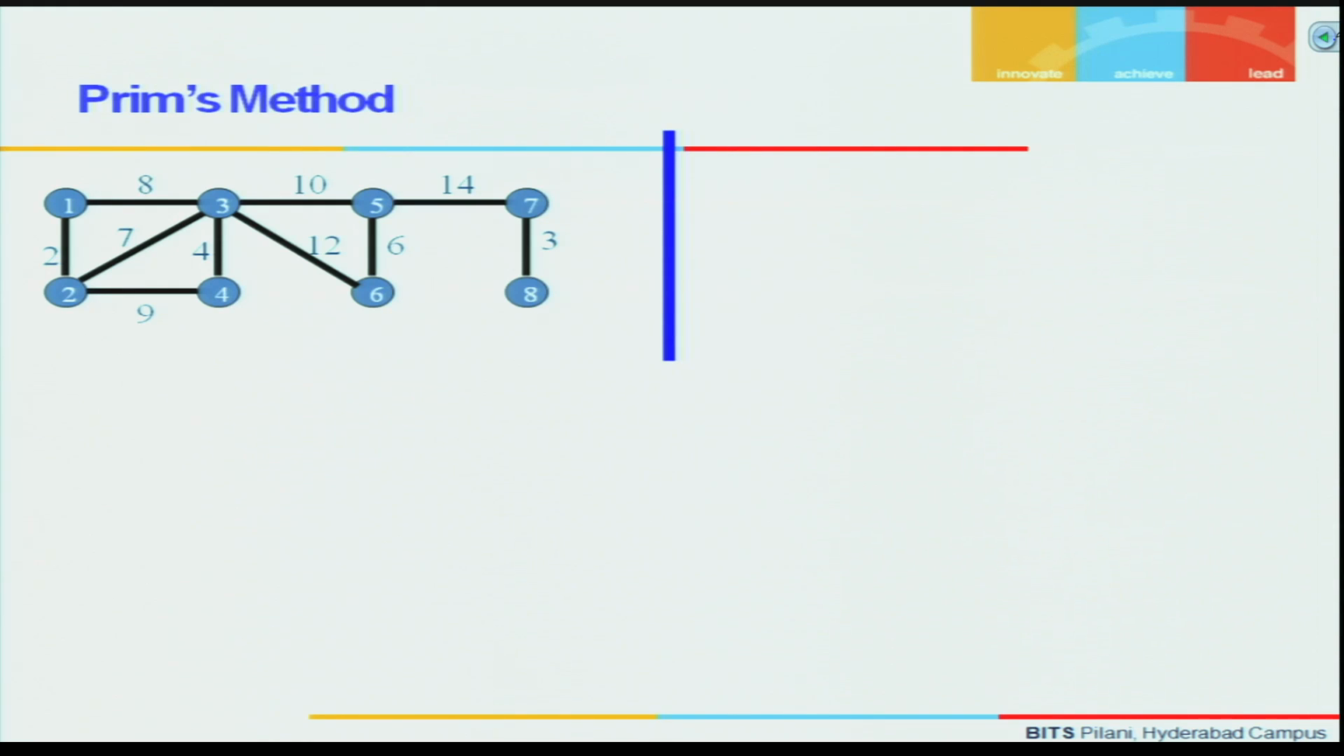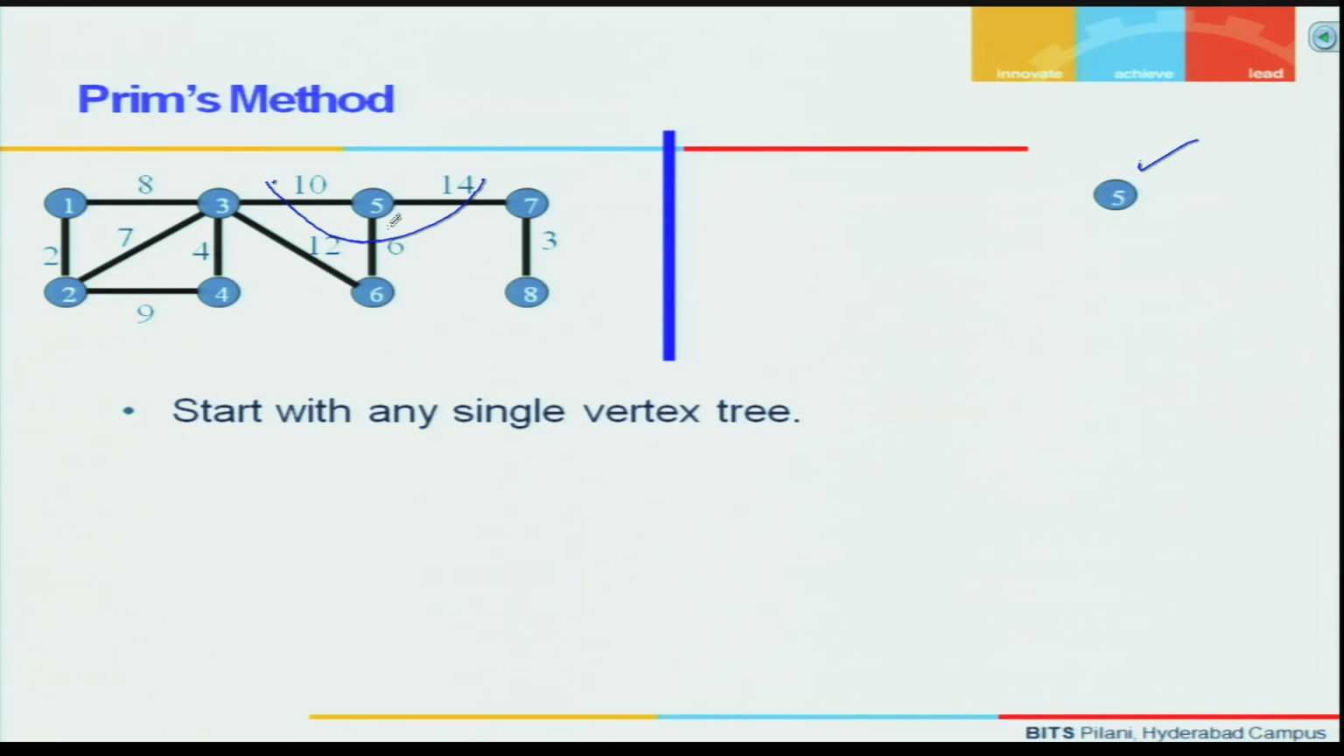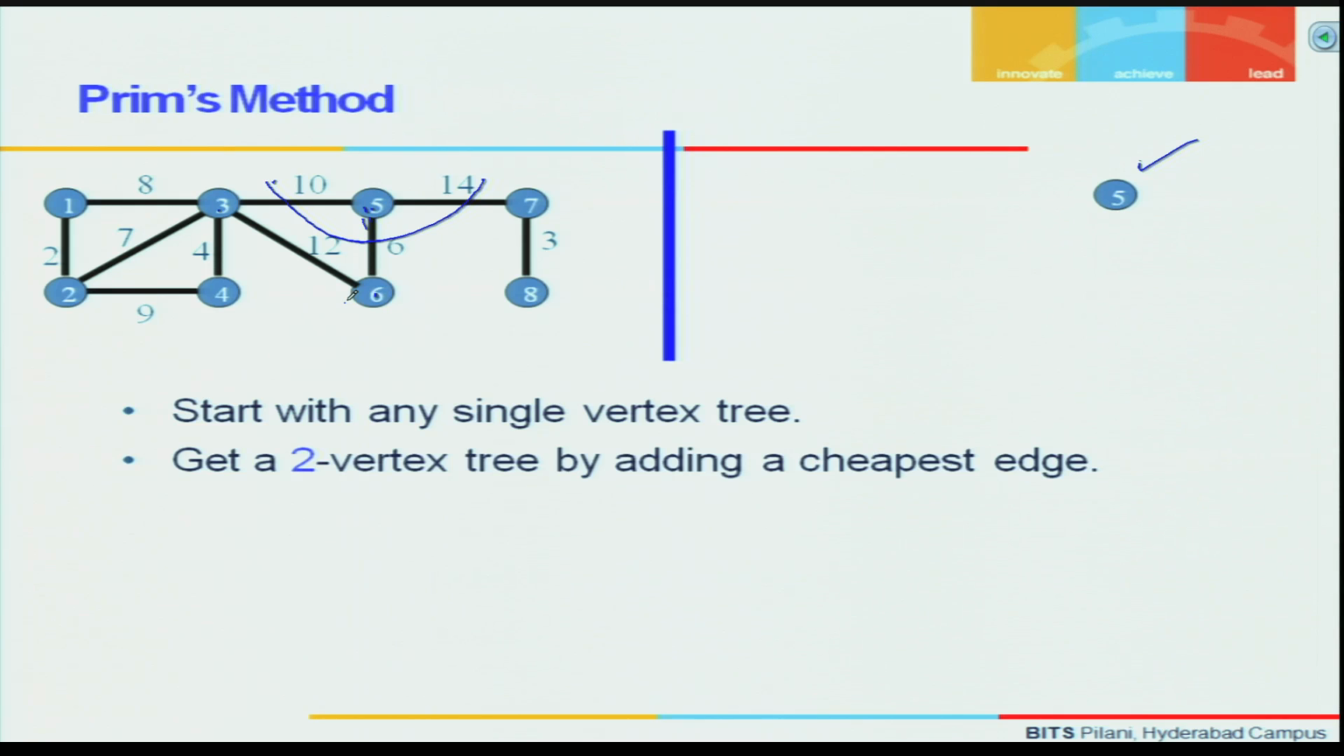Now take the same example that we have seen for Kruskal's algorithm. Select any vertex. Probably I am starting with vertex 5. In this vertex 5, what are the edges that are going out of 5? 5-8, 5-6, 5-3 and 5-7 are the edges going from 5. Out of these, who has the minimum weight? 5-6 has the minimum weight, hence add 5-6.